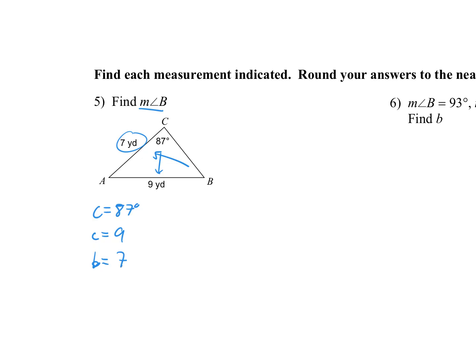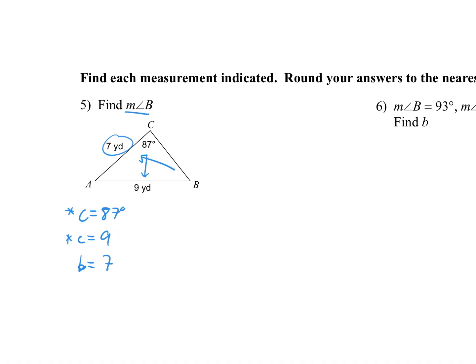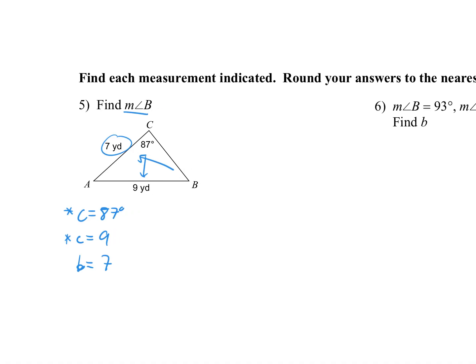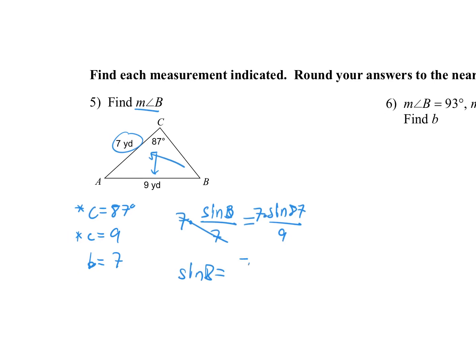So notice that you have a side c and an angle C. So I'm going to use law of sines. If you have a matching pair, I'm going to use law of sines to find our missing angle. So I want to find sine of B, so I'm going to put that on top, over b, which is 7, equals sine C over c, which is sine of 87 over 9. Now to get sine b by itself, I would multiply by 7 on both sides, cancel it out. We get sine of B is 7 times sine of 87 over 9. And to get B by itself, we would do sine inverse on both sides.